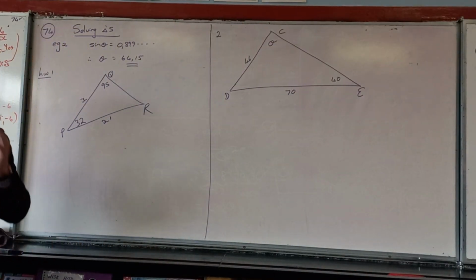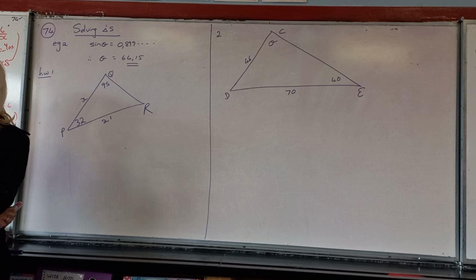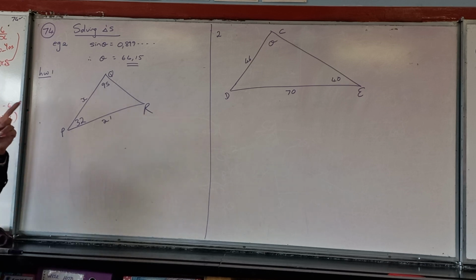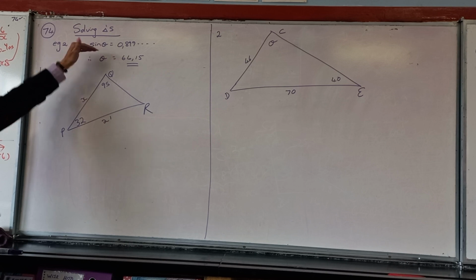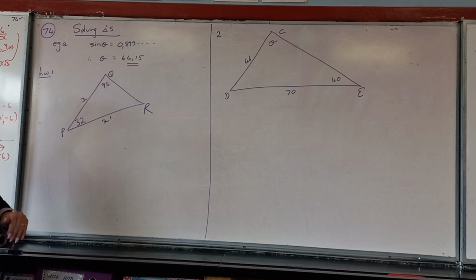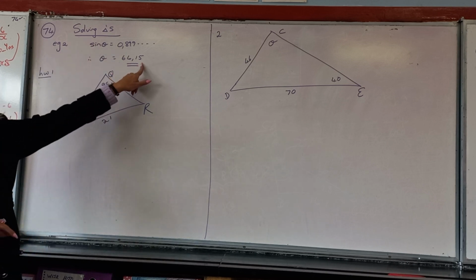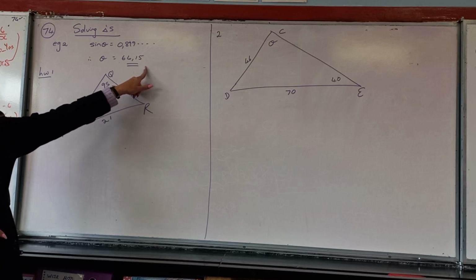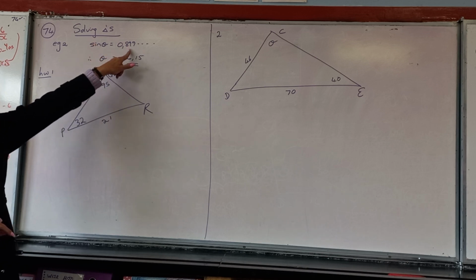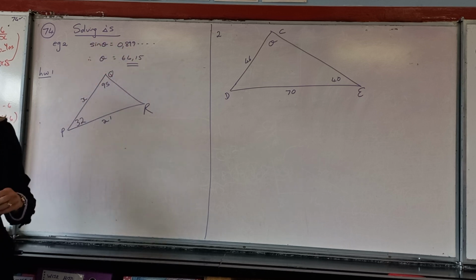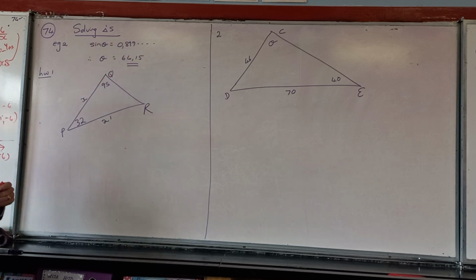Good. So yesterday there was a mistake in the previous lesson 73. Our example 2 had an answer of sin theta equals 0,899. And then when we worked it out, this was not our answer, this is the correct answer. Please correct that for me. So it's shift sin to get to the angle. When I have the ratio to get to the angle, it's shift sin. Just make sure that you correct that mistake.